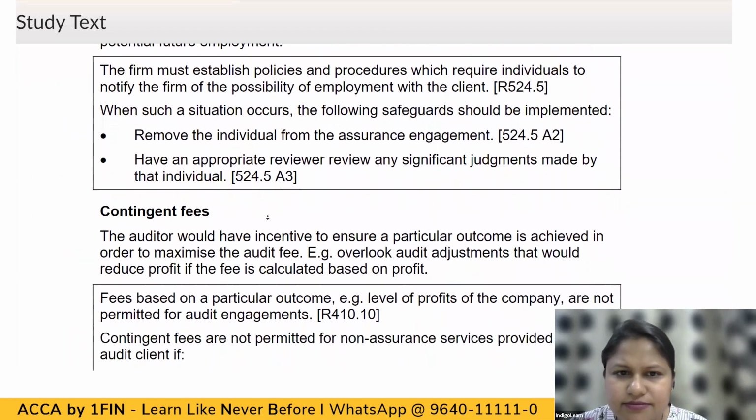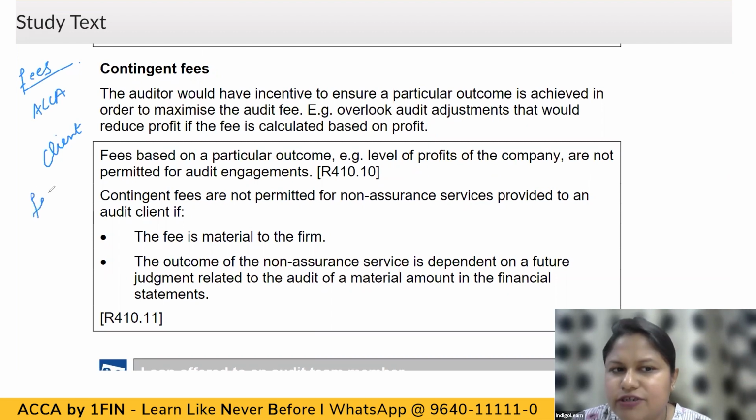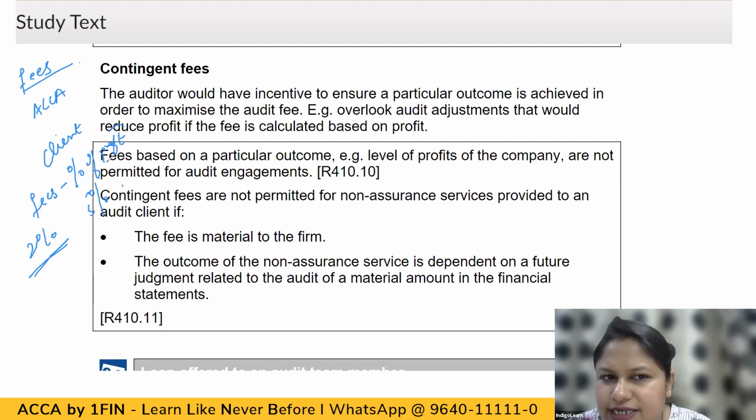Okay, then. Next, contingent fees. Now, the meaning of the word contingent is that your fee is dependent upon something. So there is an ACCA firm that has agreed with the client that we are going to take fees as a percentage of the profit. They must have decided that 2% of your profit will be our fees, or 5% of your profit. Now tell me, if profit is the figure that decides your fee, and profit is a part of the financial statements, don't you think any which way you will try to make the profits look very good? Because the profit will decide your fee.